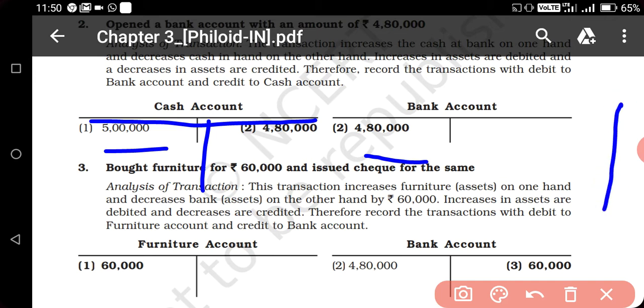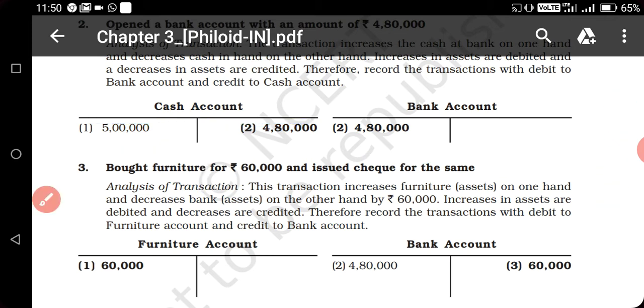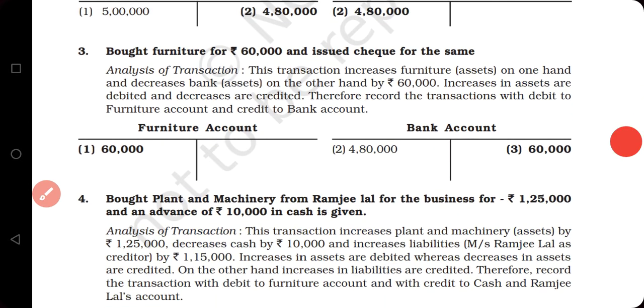Now third, bought furniture rupees 60,000 and issued check for the same.